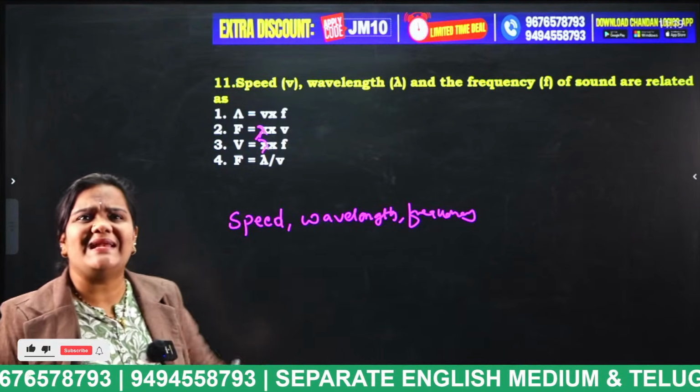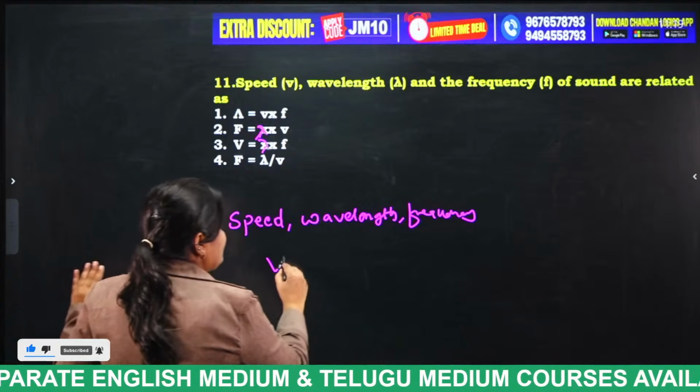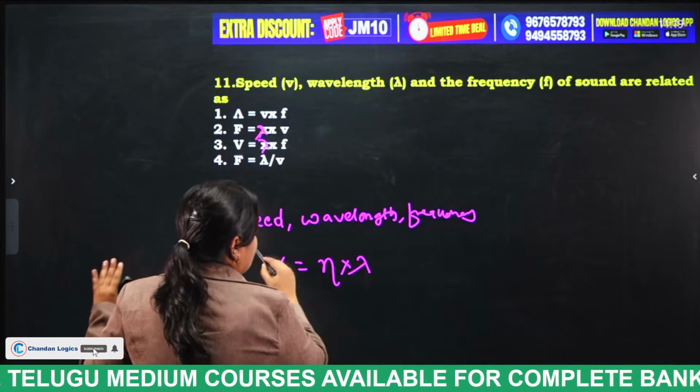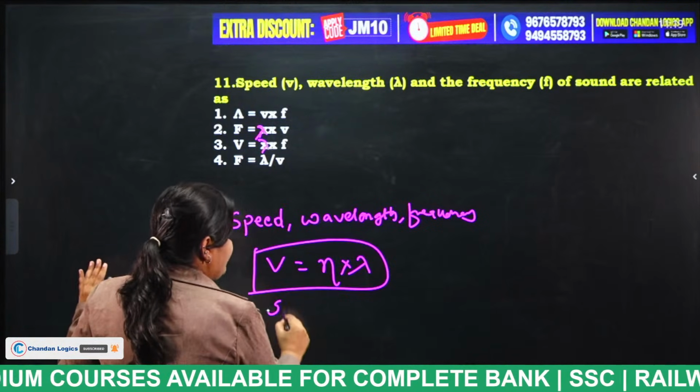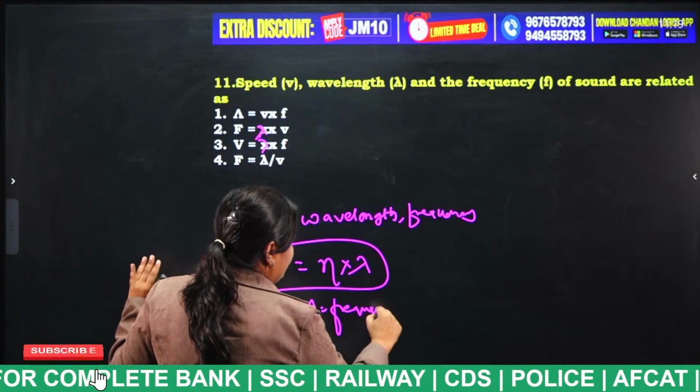Now, what is the relationship between speed, wavelength and frequency? Speed is equal to frequency into wavelength. What is the relationship? Speed is equal to frequency into wavelength.